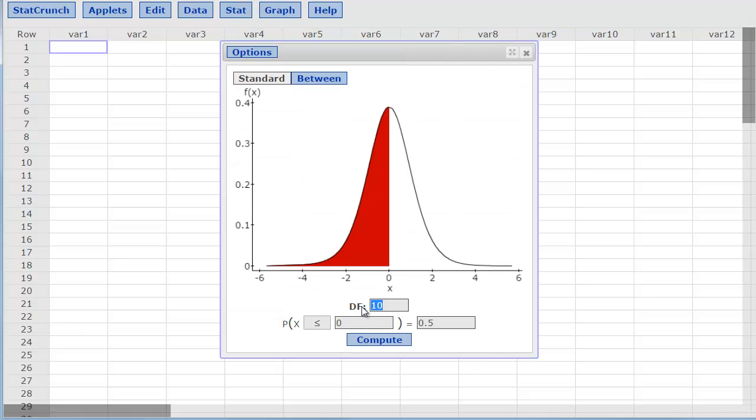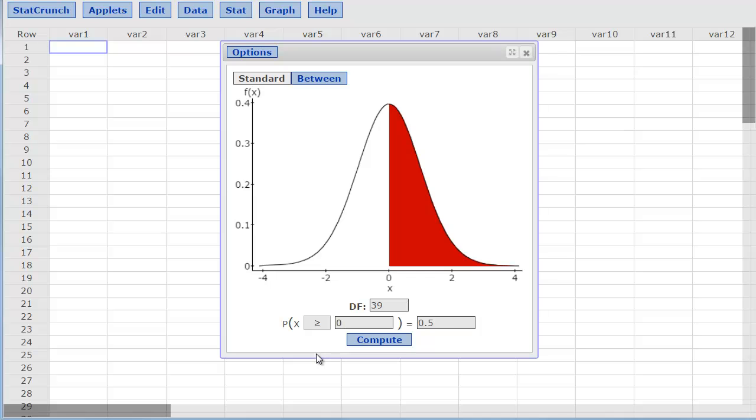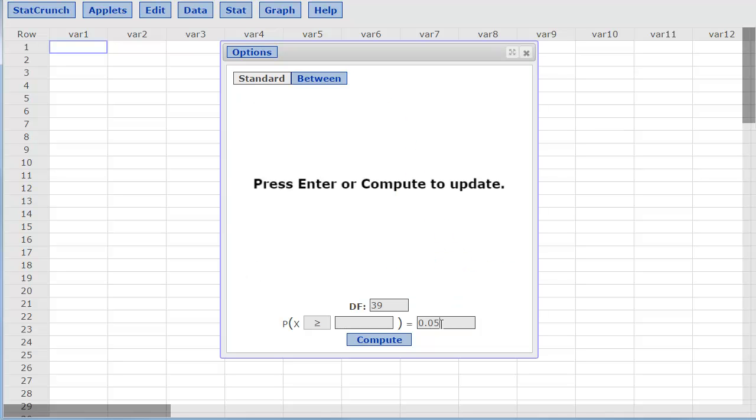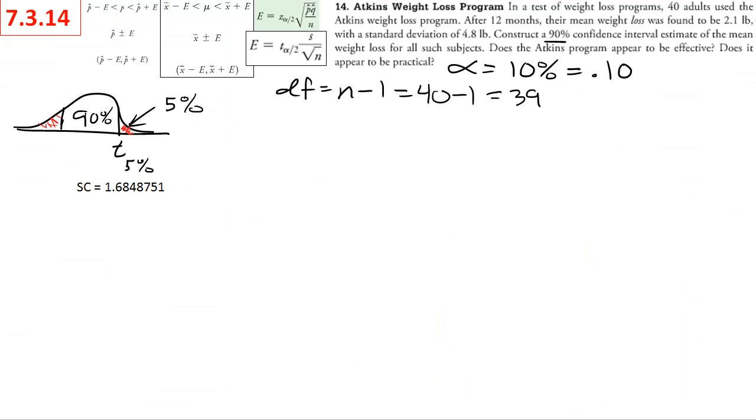Give it our degrees of freedom, which remember was 39 because our n was 40. We're going to look for the upper tail one, because if we do the lower tail one, it's just going to give us the same number but negative, and we might as well just look for the positive one. And we don't want 50%, we want 5%. Check the picture. Yeah, that looks about right. That looks like about 5%. And then this is our number, 1.68, blah, blah, blah. So there's our number that we got from StatCrunch.